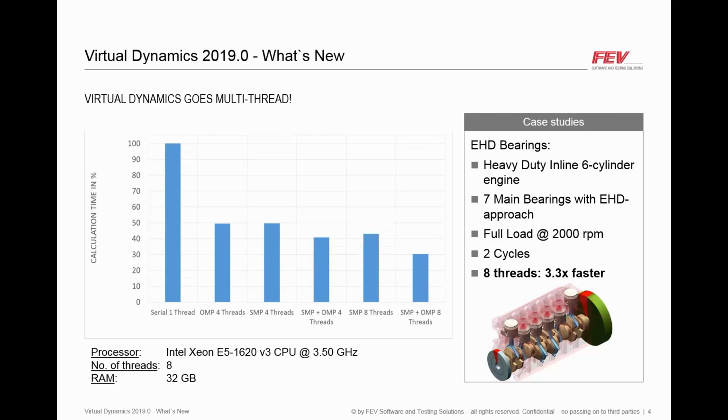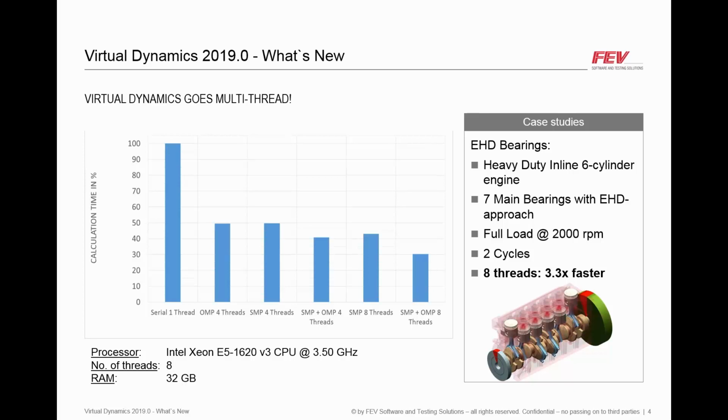This is an EHD, elastohydrodynamic bearing case study based on a heavy-duty diesel inline 6-cylinder engine. This is a very high fidelity model which is composed of a flexible engine block, flexible crankshaft, flexible con rods, and 7 main bearings that are elastohydrodynamic bearings. We ran this simulation at full load at 2000 RPM for 2 cycles on a laptop computer that you can see the details of on the bottom of this slide.